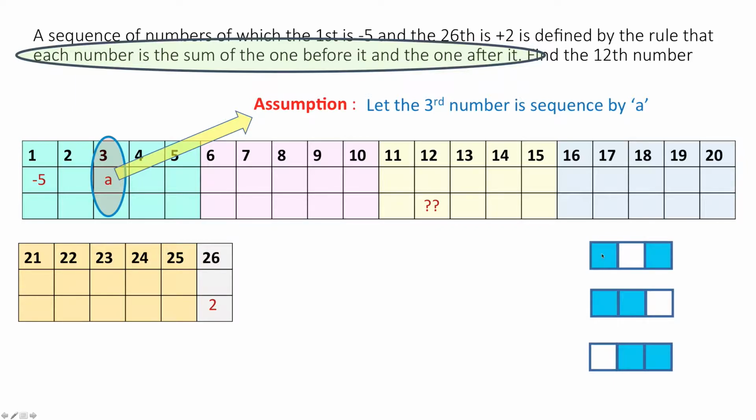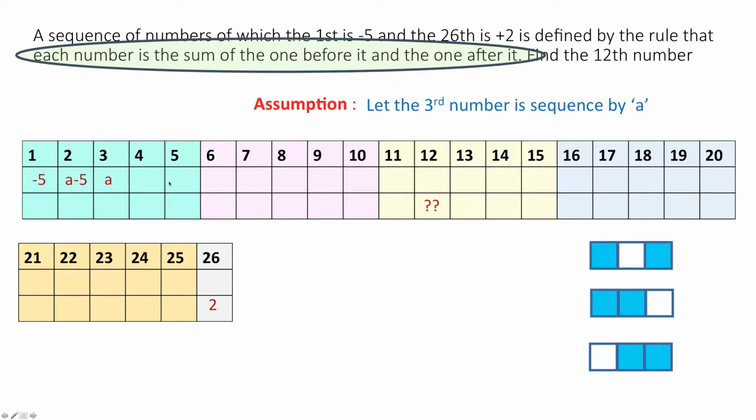The rule says that in order to find a particular value, you need to look at the number before it and the one after it. So in order to find the second one, you need to look at -5 and a and add them together. So that gives us a minus 5. Once you have filled in a minus 5, if you focus your attention on this next set of three consecutive blocks, it is a pattern in which the first and the second are known and the third can be found, by subtracting the first from the second.